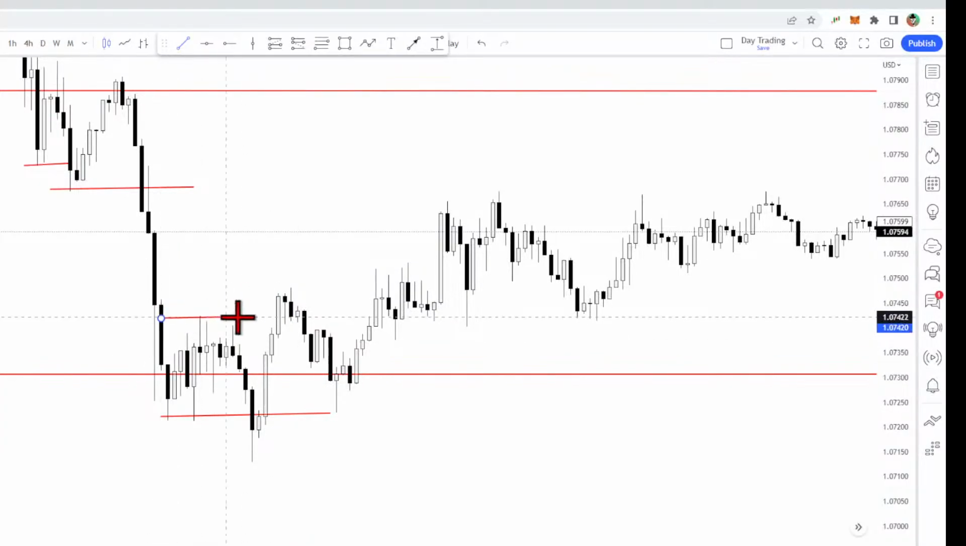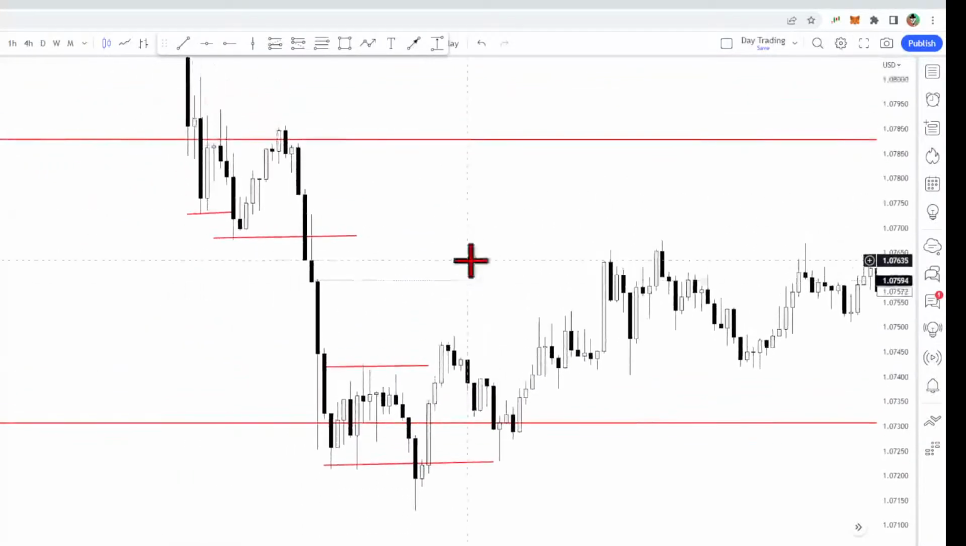This high right here is the high. They break it. And this is what I'm talking about. This is why I'm saying that the time of everything is very important.